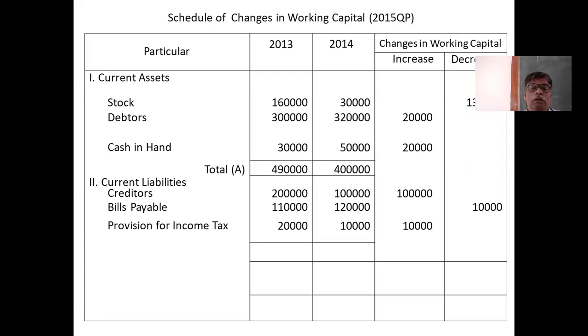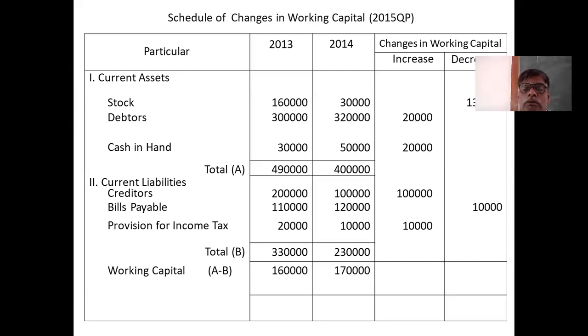Clear? Like this, you write the current asset and current liabilities. Then you take the current liability total. First column 3,30,000. Second column 2,30,000. Okay. Now you calculate working capital. Working capital means A minus B. So first column working capital is 1,60,000. Second column working capital is 1,70,000.